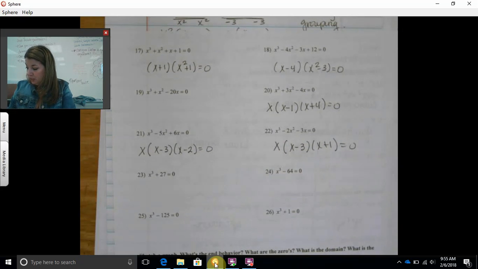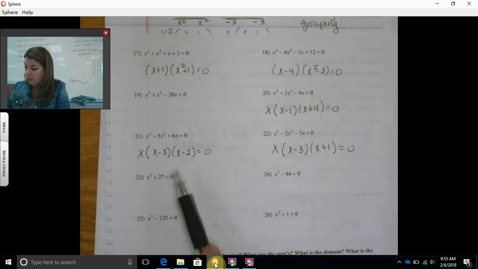Look at 23, 24, 25, and 26. What kinds of problems are those? Difference of cubes and sum of cubes, right? Okay, so I'm just going to pick one of those. The rest are the same. Notice I've done one of each type, and then I've given you the answers to the rest, right?